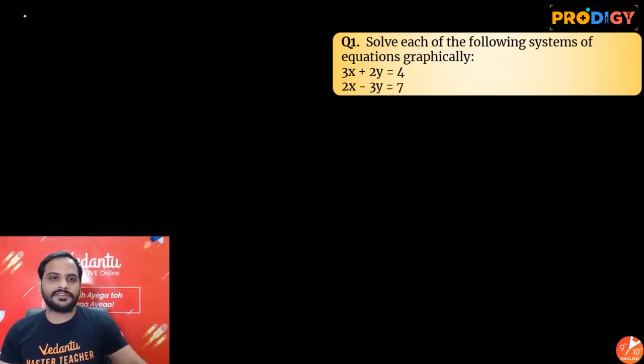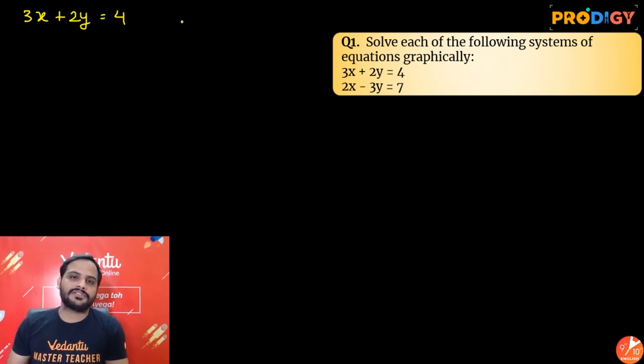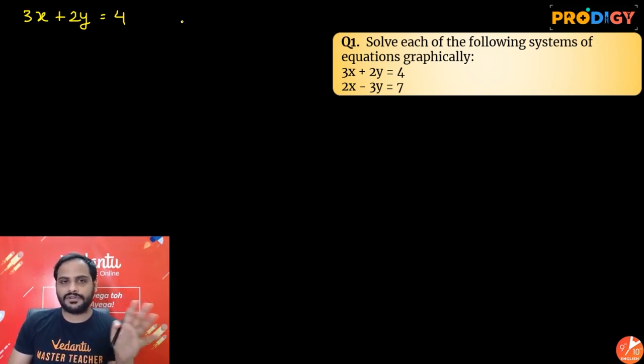So the first equation is 3x plus 2y is equal to 4. I have always told you that if you want to be very sure about the solutions, or whether the graph you are plotting is correct or not, always get a minimum of 3 solutions. If you get a minimum of 3 solutions, you can be very sure that your answers will be correct.